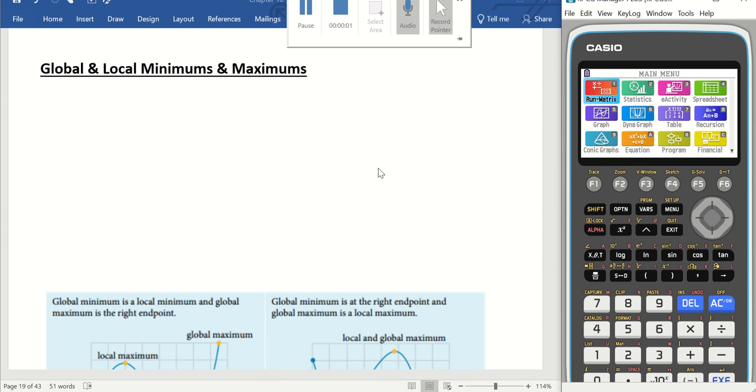Alrighty, so today we're going to have a quick chat about global and local minimums and maximums, and then we're going to have a look at using our calculator to actually find these things and to draw a few sketches. So let's just have a think about what is a global versus a local minimum or a maximum.